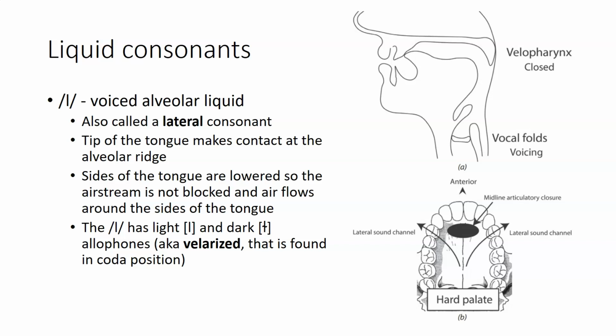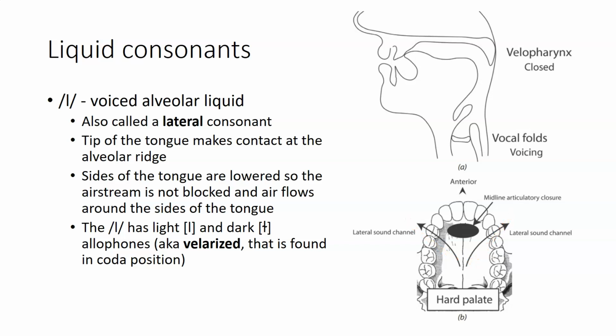Liquid consonants come in two distinct types in English. The L sound is called a lateral consonant because the tip of the tongue makes contact at the alveolar ridge while the sides of the tongue are lowered so that the airstream is not blocked and airflow continues around the sides of the tongue.